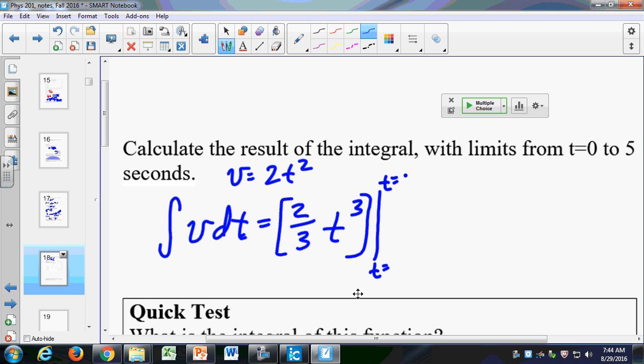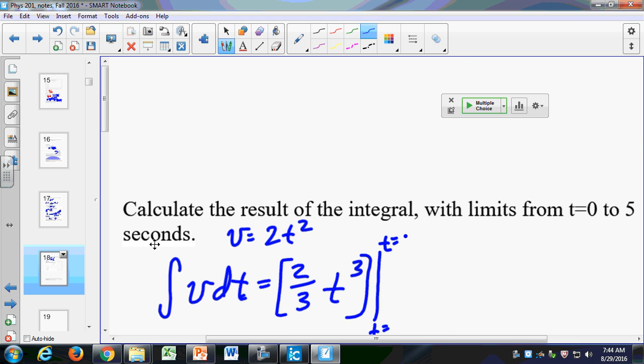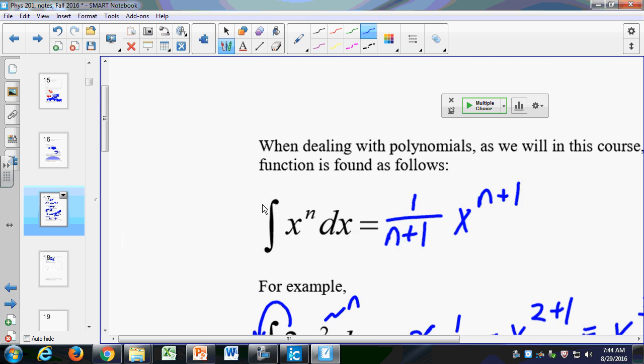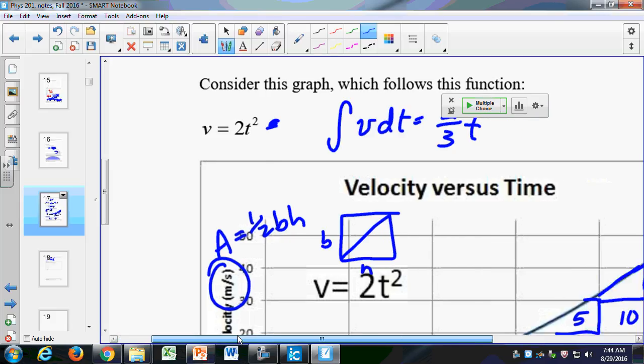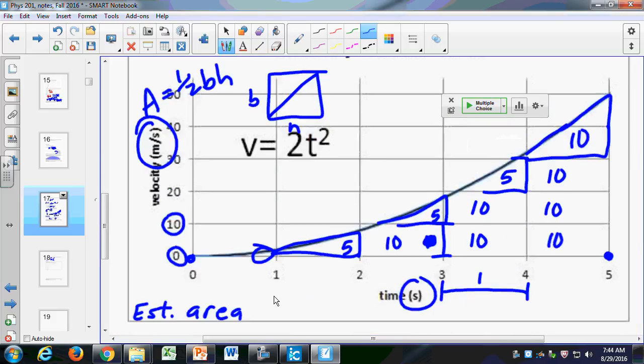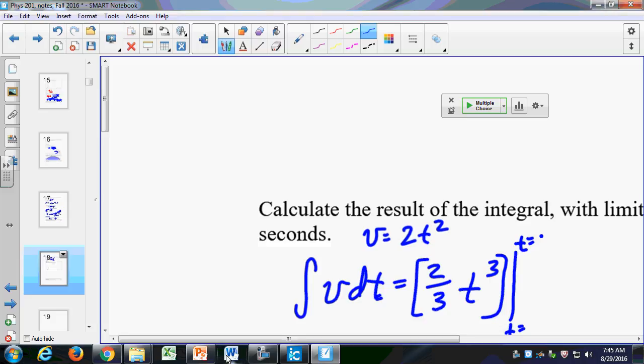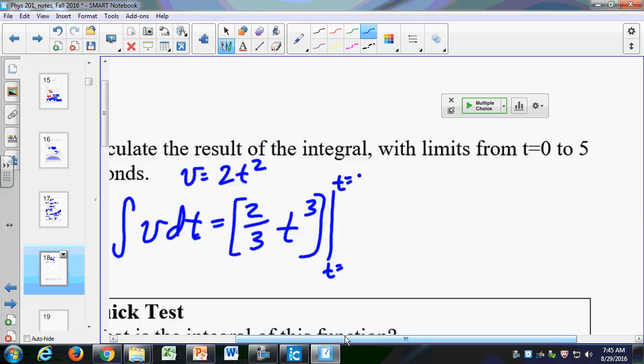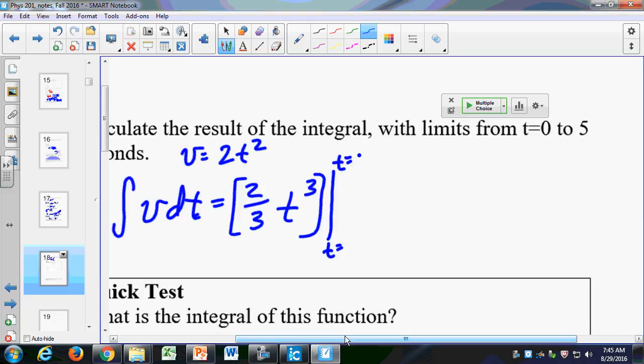Let me go back to that graph and just show you, in case that's not clear. My initial condition, well, I'm starting here. That's my initial condition. And then my final condition, I'm ending here at 5 seconds, so that's my final point. So I start at my initial and final conditions and integrate over that. So that means I'll write it like this, t equals 0 to t equals 5.